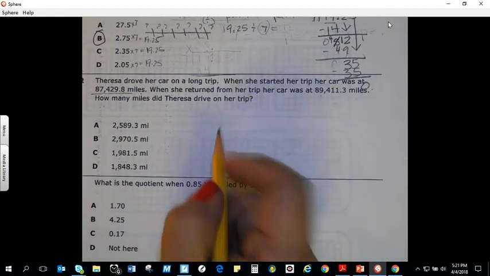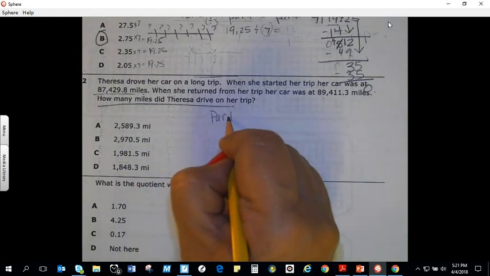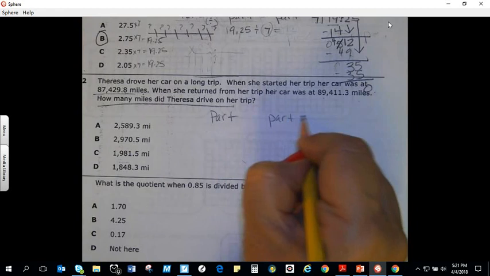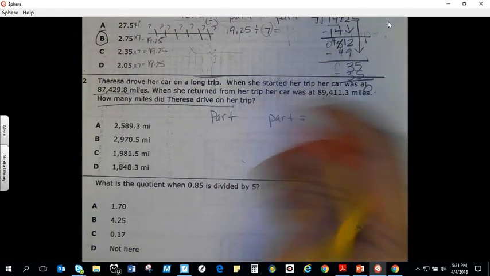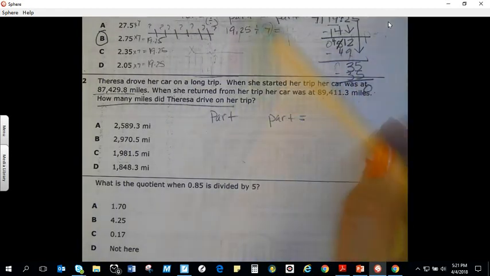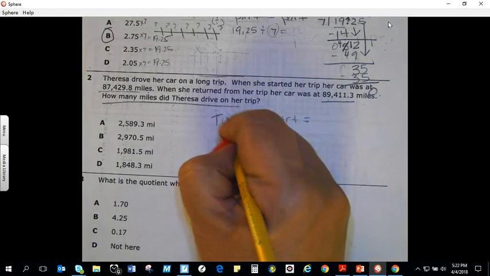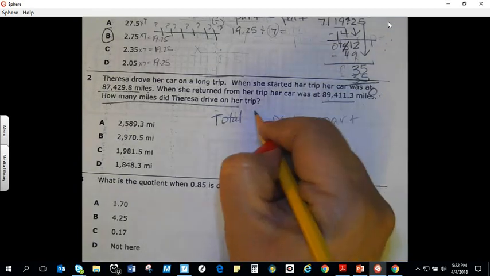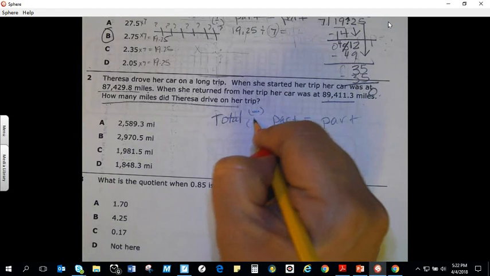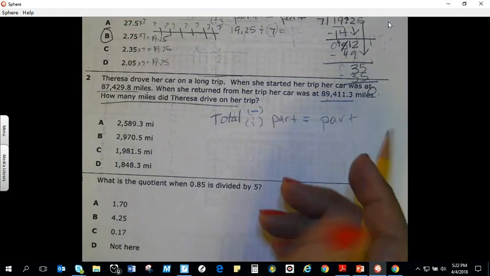Okay, so we're looking for how many miles. So I have a part, and I have a part, and we're needing to find the total, or rather the difference. When she started her trip, we have this. When she returned from her trip, this is the total amount that was here. So we have a total, and then we have a part, and we're needing to find the other part. So it's either going to be subtraction or division. Now, in this particular case, we're not going to be dividing into equal parts. We're just needing to take a difference.